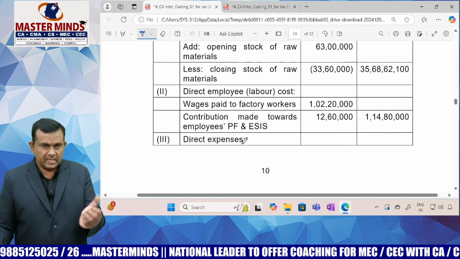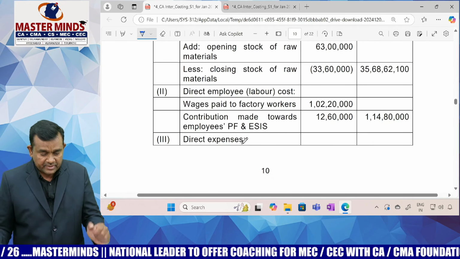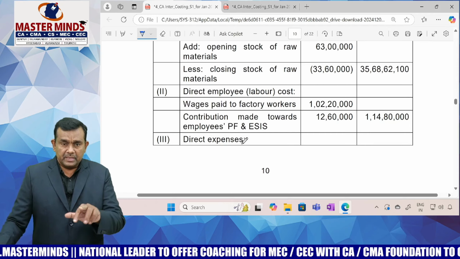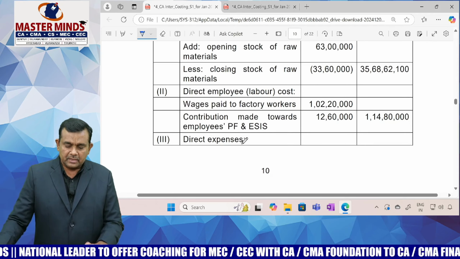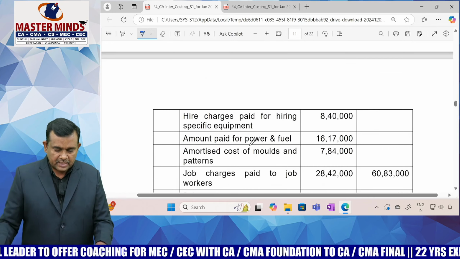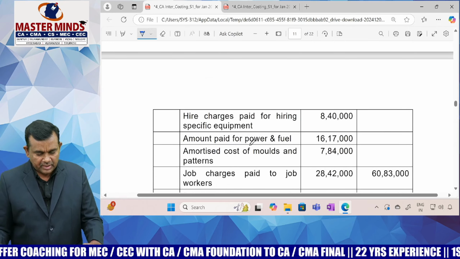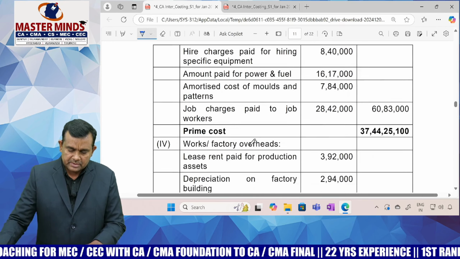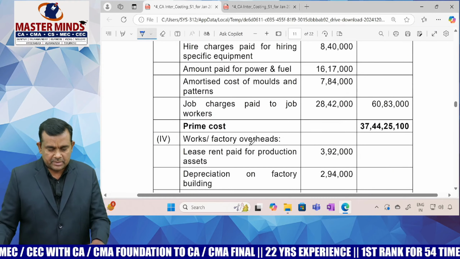Factory workers means direct workers, that is, the productive workers. Payments made to direct workers is nothing but direct wage cost. Whatever else is given to direct workers is also included in direct wage cost, that is, the employer contribution made towards employees' PF and employee state insurance. Next, direct expenses are also given: hiring charges, amount paid for power and fuel, amortized cost of moldings, job charges paid to job workers. So add these three, and we get the prime cost.